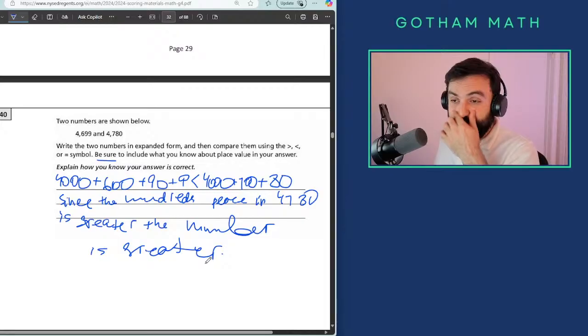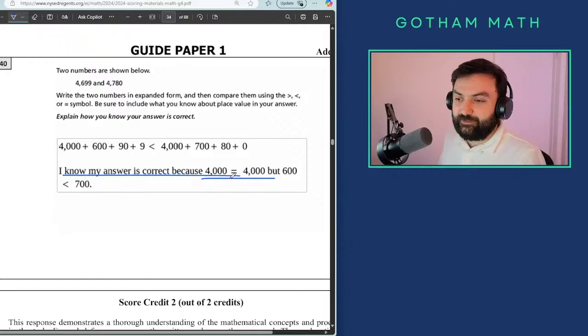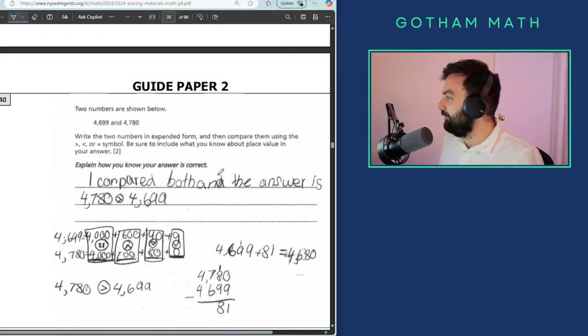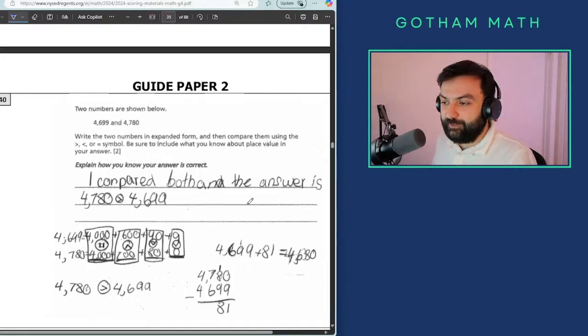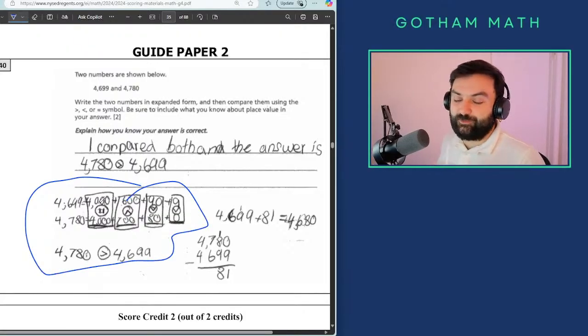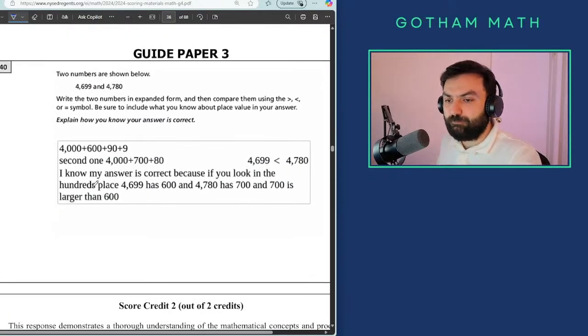All right, so let's see the answers. Do we have to do thousands? No, you didn't have to. I don't think you have to. It's more explanatory. Okay, so you're explaining more. I compared both, and the answer is 4,780 is greater than, and then just compared every single place value. I guess an overkill. Overkill means that you didn't have to do it all. He's just trying to show it all.